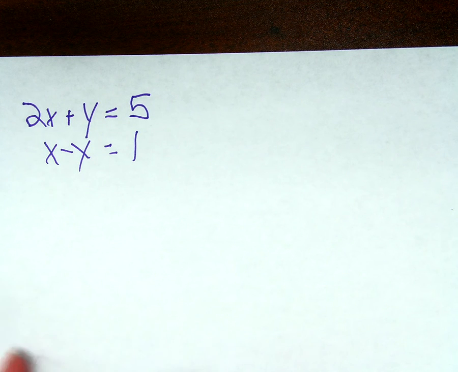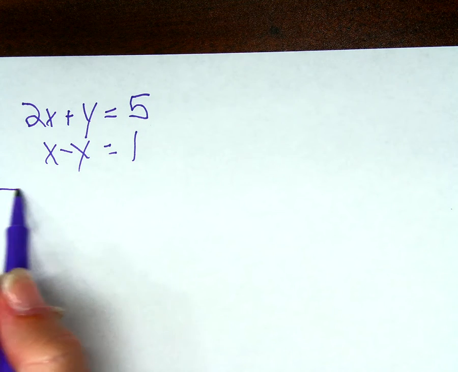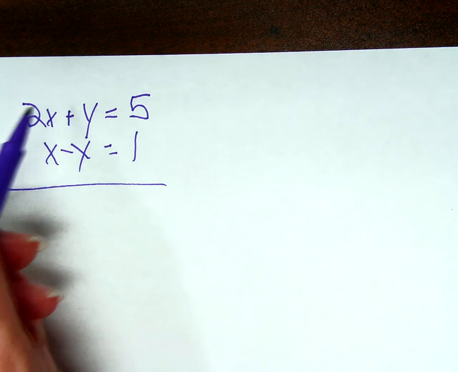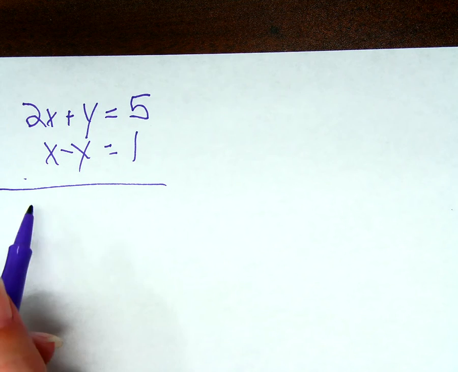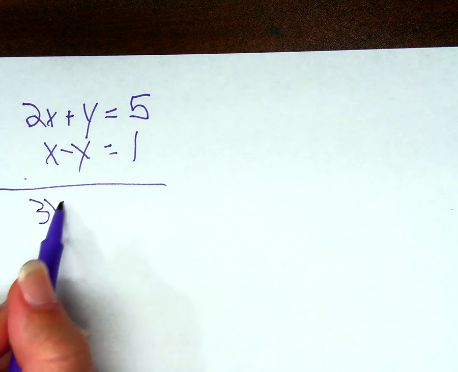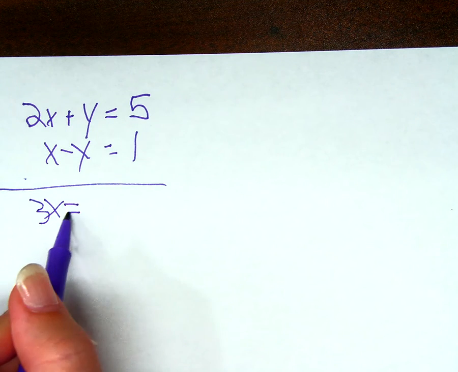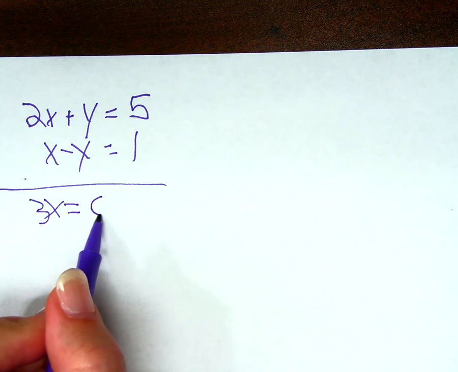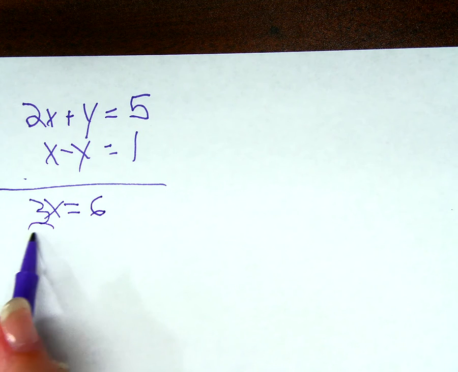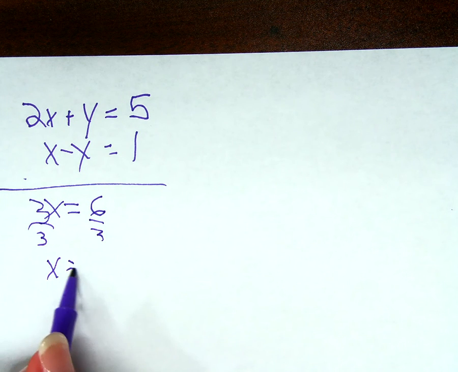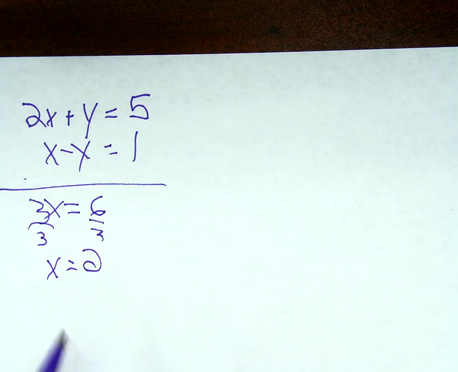Do you want to eliminate the x's or do you just want to go ahead and eliminate the y's? Let's do the y's, okay? So if I eliminate the y's, I'm just going to add this together. I'm going to combine these two equations. What's 2x and 1x? 3x. What's y and -y? Nothing. What's 5 and 1? So 3x equals 6. So what's x equal? X equals 2.